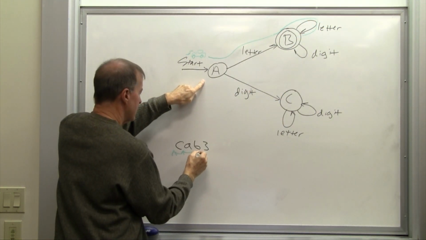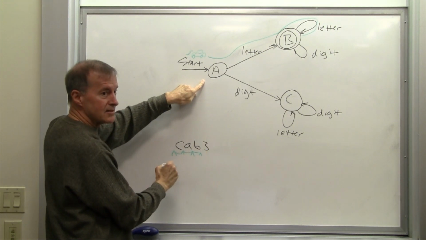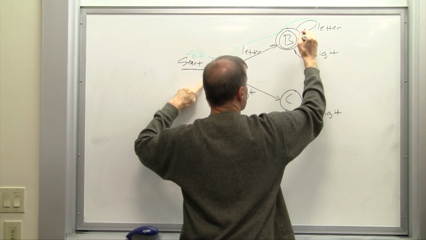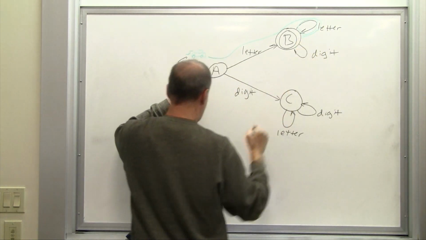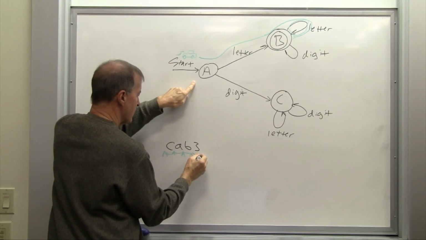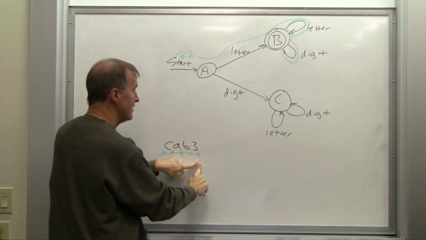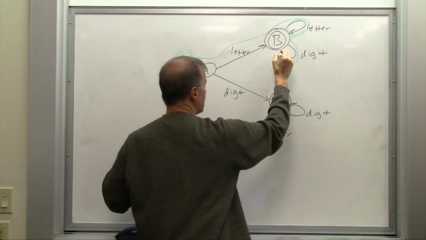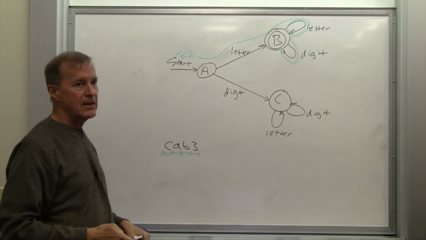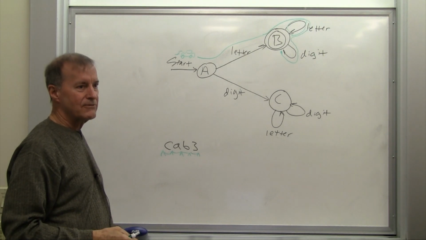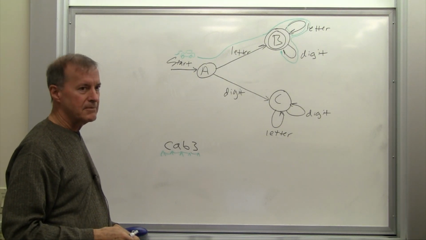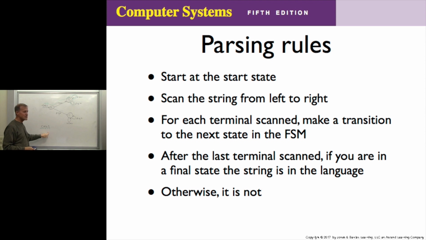And then here and here, we scan the B, that's another letter, so we go around here. And then 3, and 3 is a digit, so we come down to here. Now we're at the end, and the question is, what state are we in at the end? B, which is a final state. Conclusion: CAB3 is a valid identifier. Does everybody see how that works? That's how finite state machines work.